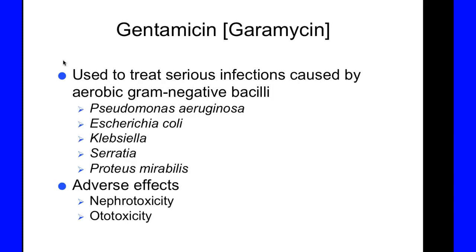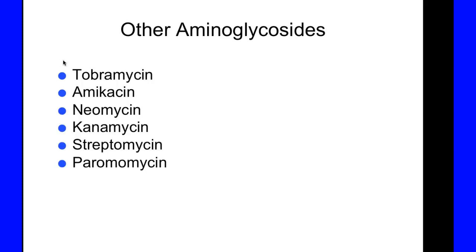But just so you understand why we're drawing peaks and troughs and what they're used for. Gentamicin is what I was talking about for the peak and trough. It's used to treat very serious infections: Pseudomonas, E. coli, Klebsiella, Serratia, Proteus mirabilis. These are ones that are causing more severe infections. And again, this is repetitive, so you should remember it: the nephrotoxicity and ototoxicity.